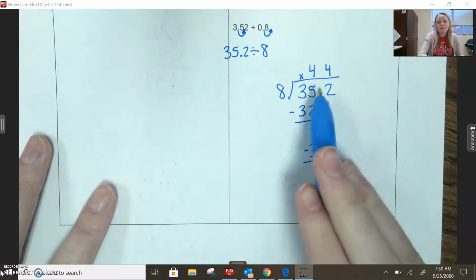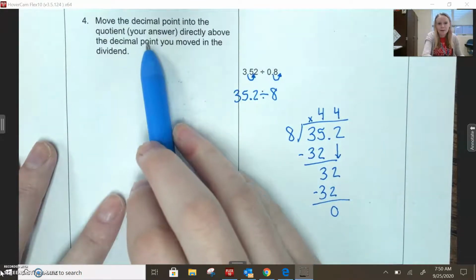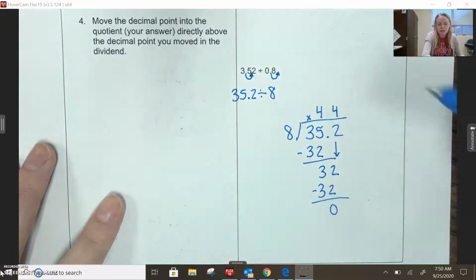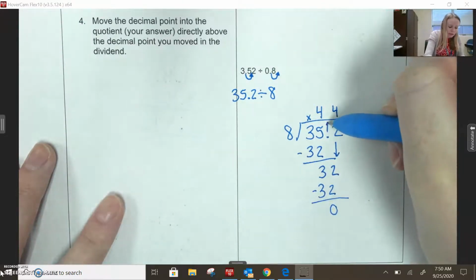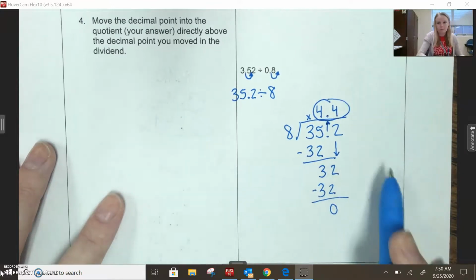My final answer is not going to be 44. You have to go back. The last step is to move your decimal point into your quotient. So I'm just going to move this decimal right up here, and my final answer will be 4.4.